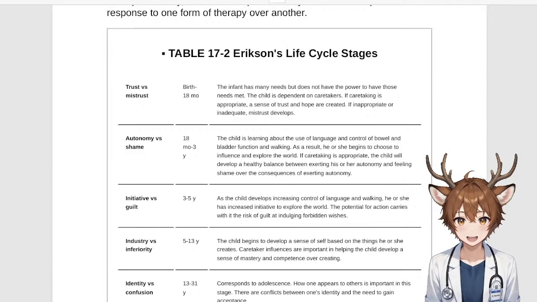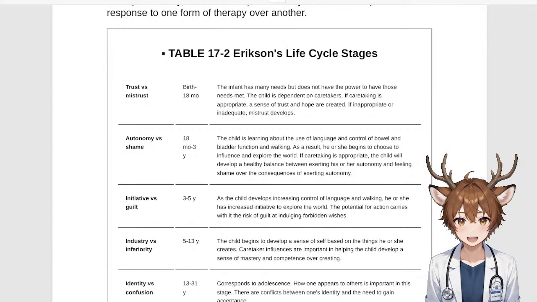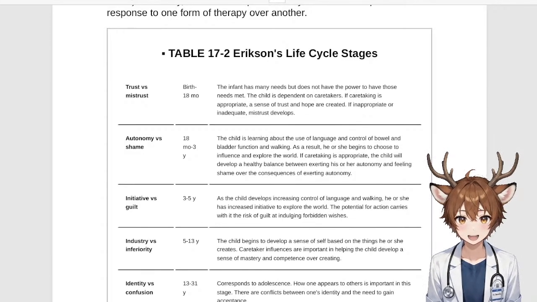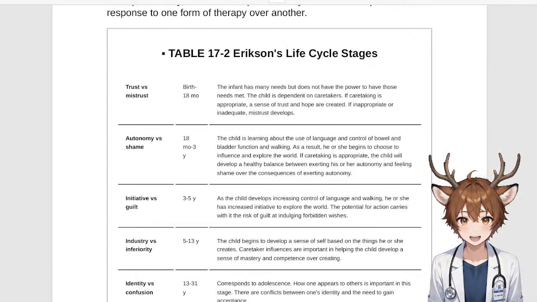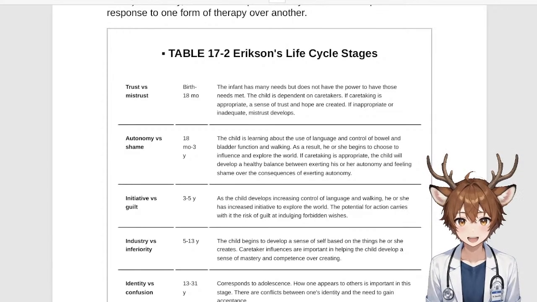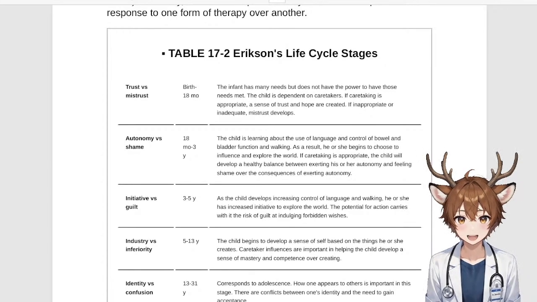Next stage is between 18 months and 3 years. That's autonomy versus shame. The child is learning about the use of language and control of bowel and bladder function and walking. As a result, he or she begins to choose to explore the world. If caretaking is appropriate, the child will develop a healthy balance between exerting his or her autonomy and feeling shame over the consequence of exerting autonomy.